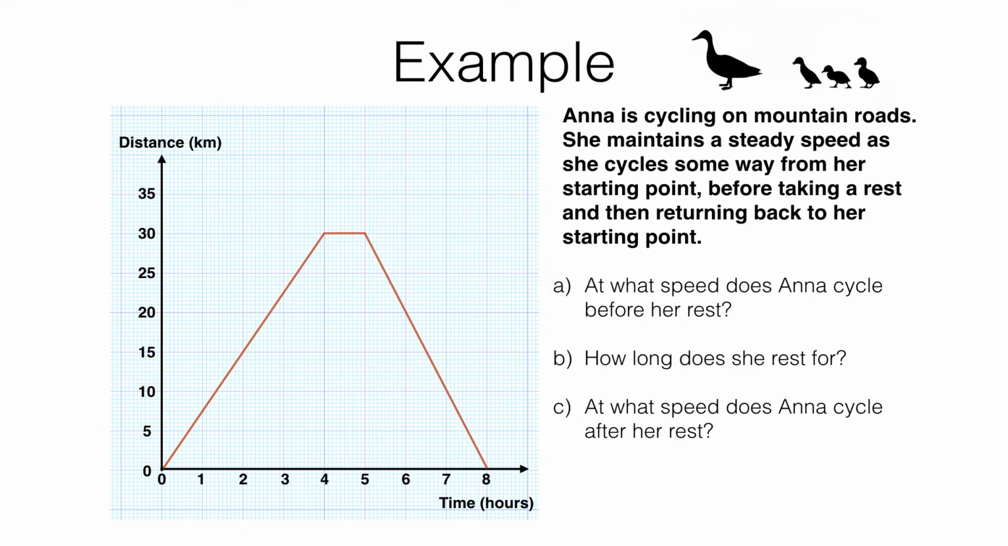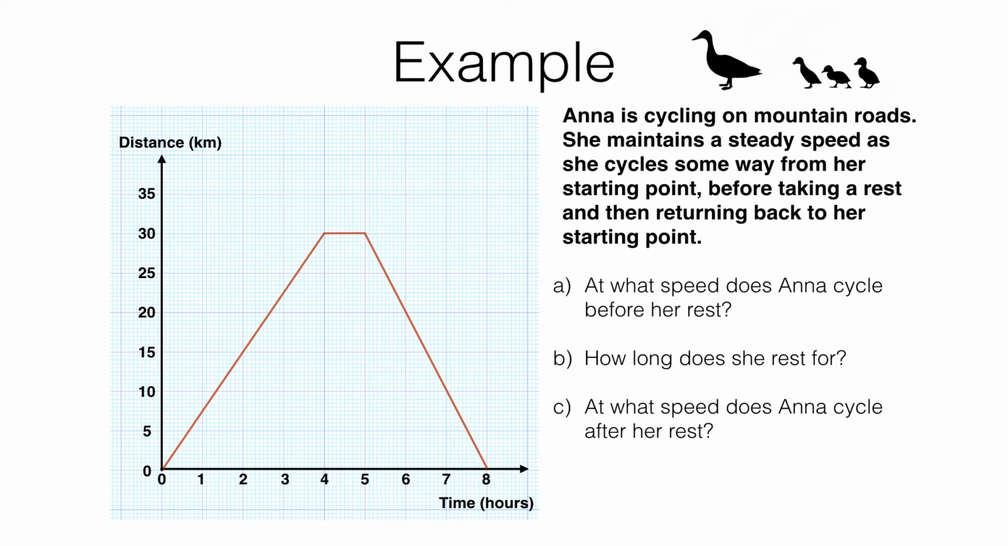Starting with question A, at what speed does Anna cycle before her rest? Well, first of all, let's see this graph. Where is she resting? Well, she's clearly resting after she has travelled 30 kilometres from her starting point. How do I know that? Well, once she reaches 30 kilometres away from where she started, she doesn't move for a while. She stays 30 kilometres away. So that means she's having a rest. She's staying still. And we can see that that actually happens between 4 and 5 hours after she starts.